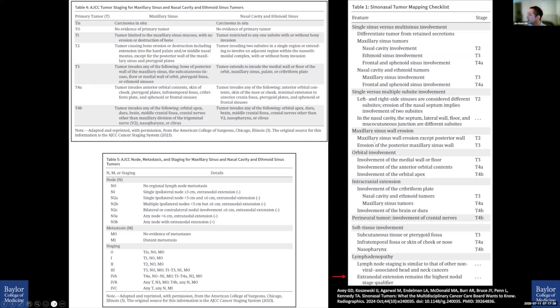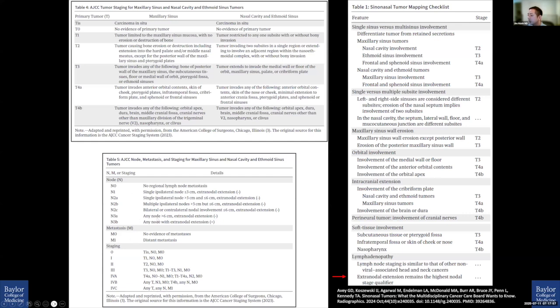A couple of things I did want to point out: involvement of the medial floor and wall or floor of the orbit automatically makes it T3. Another thing that I always check is the orbital apex. Involvement makes it T4b.